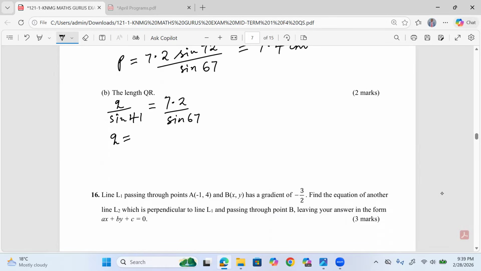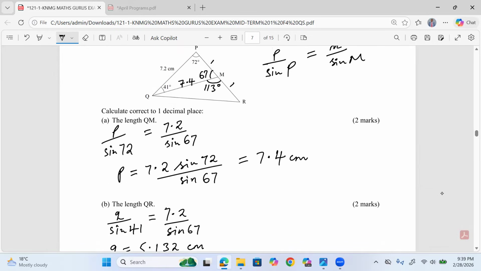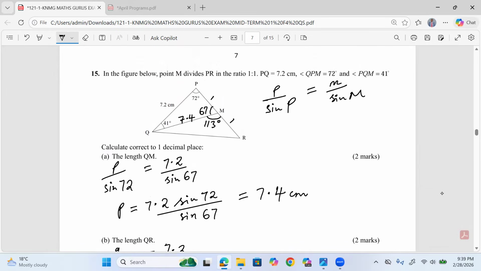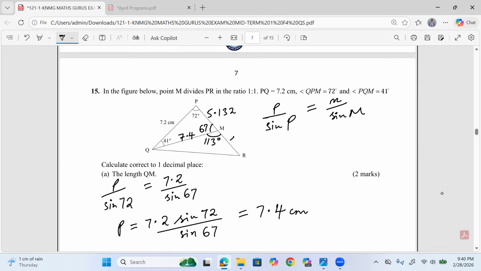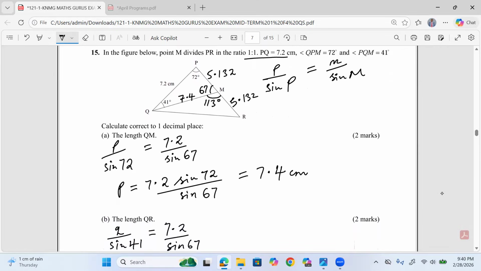This shall be 5.132. So the length of this part is 5.132. And something else that you're supposed to know, according to the instructions prior given, is that the other length, M to R, is also 5.132.